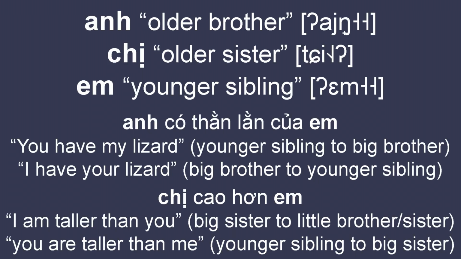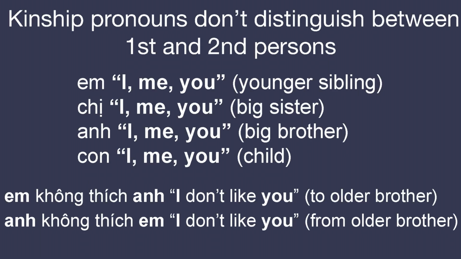This works the same way for siblings. Older brothers refer to themselves as anh, older sisters use chị, and younger siblings of any gender use em. Keep in mind with kinship pronouns, Vietnamese doesn't distinguish between the first and second persons. So if you're talking to your older brother, for example, your pronoun is always em in the conversation, and his pronoun is always anh. Now, here's the real kicker.